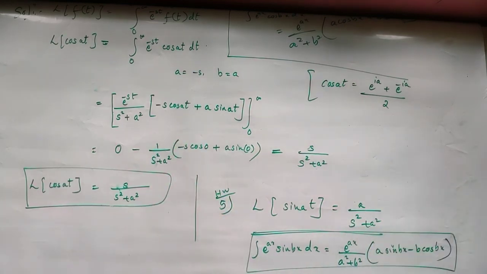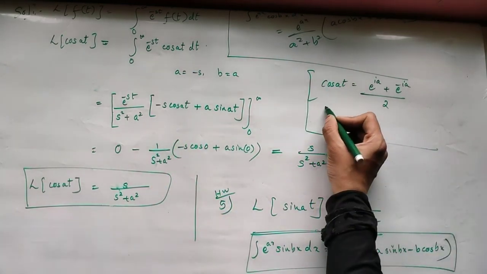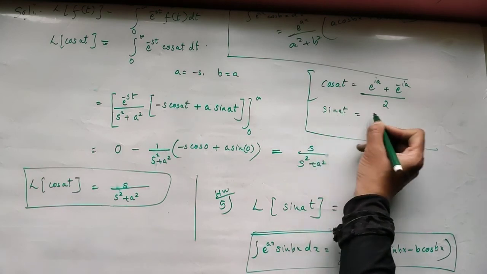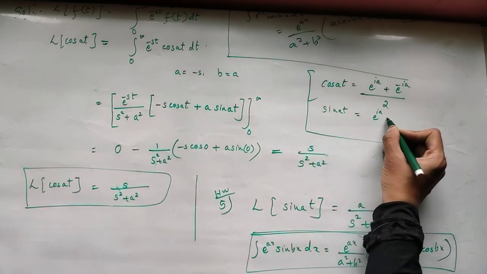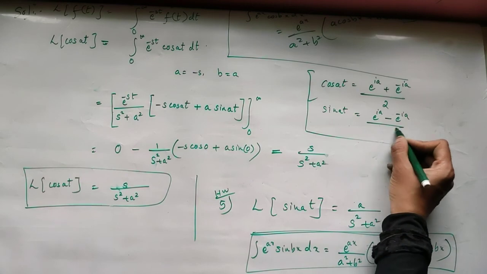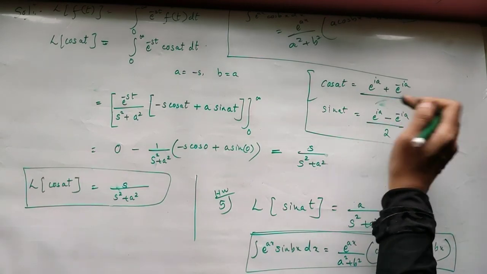Otherwise, you can use the other formula also. Like for sine, you can write sin at in terms of e to power iat minus e to power minus iat divided by 2. So this way also you can work.